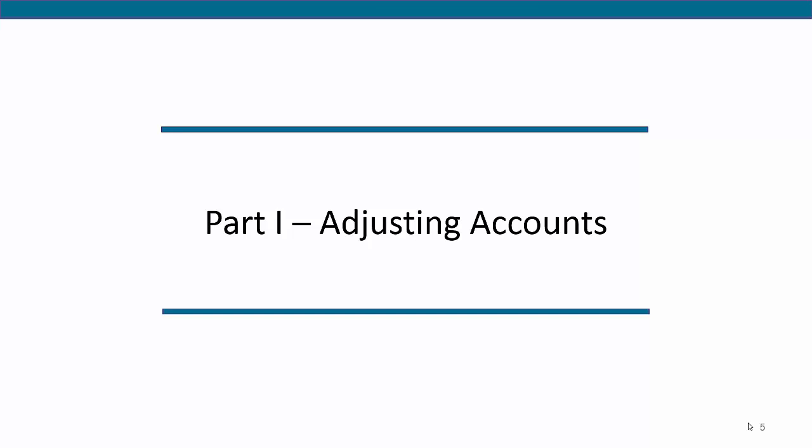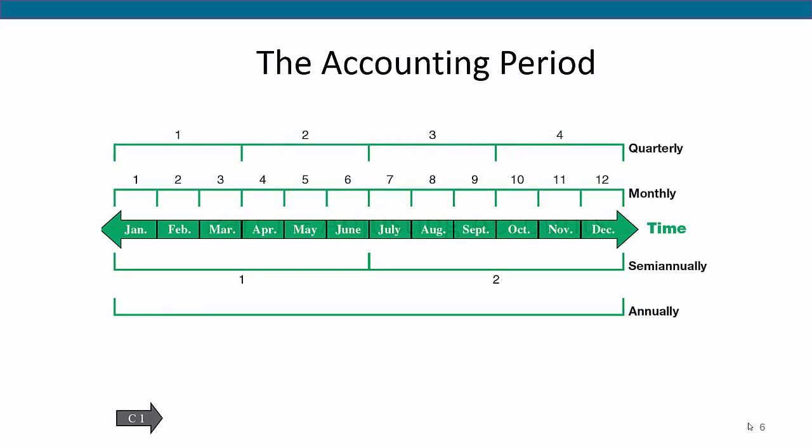The first part of the chapter focuses on the housekeeping accountants do at the end of the period to adjust the accounting records to be compliant with generally accepted accounting principles, GAAP for short. We talked about accounting periods in prior chapters, as you are aware. The most common accounting period then is 1 year. Companies also prepare monthly reports, quarterly reports, and semi-annual reports.